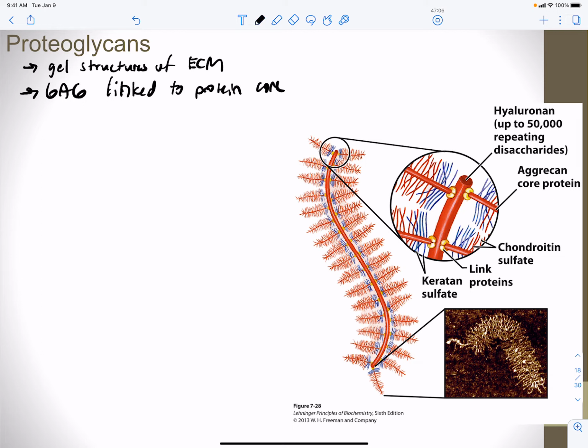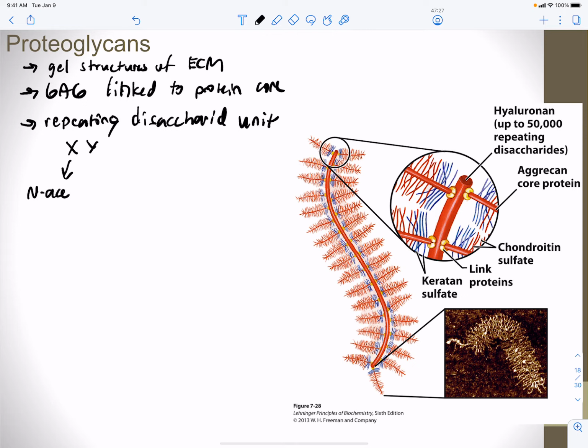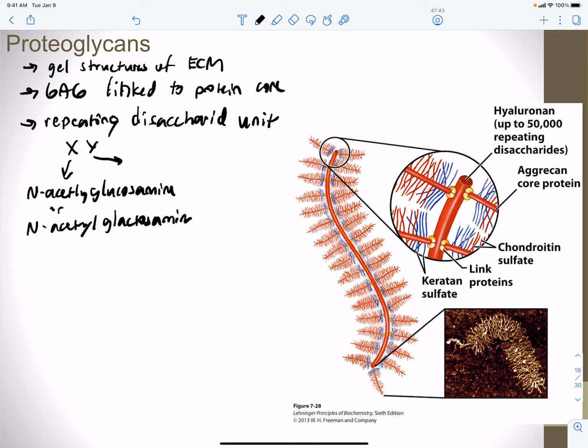So it's repeating disaccharide units. And so you have, we'll say X and Y, and X is going to usually be an acetylglucosamine or an acetylgalactosamine. And then Y is usually going to be acidic.